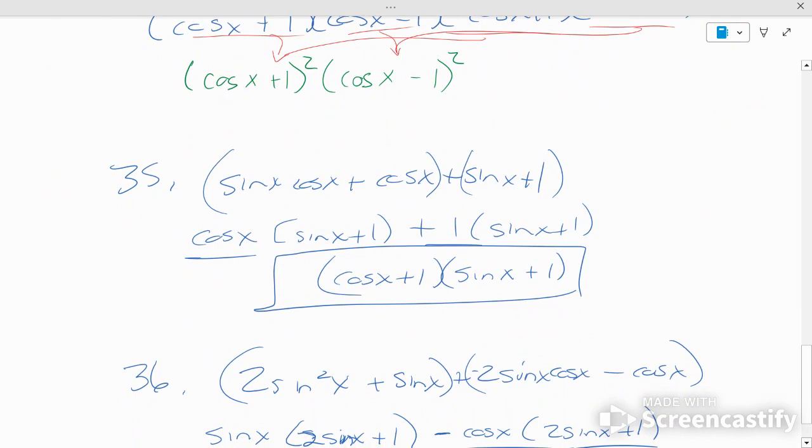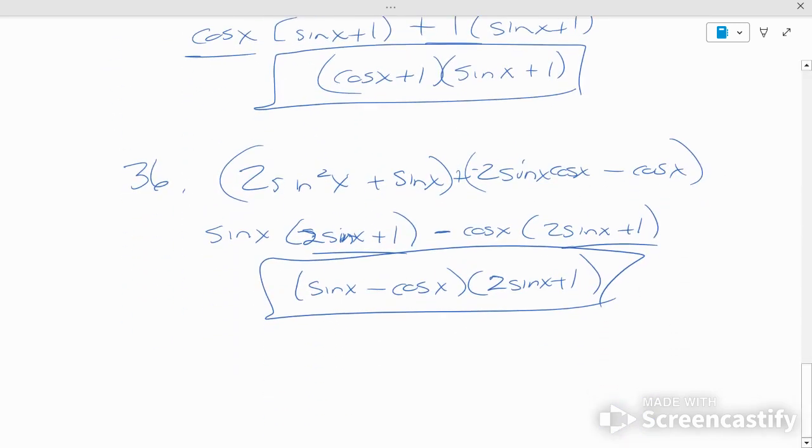Okay, on 35 and 36, we start out with 4 terms. So put the parentheses around the first 2, leave the plus sign here, put the parentheses around the last 2. Factor out a cosine of x out of the first 2 to get sine of x minus 1. Factor out a 1 out of this one to get sine of x plus 1. So the sine of x plus 1s go in their own set of parentheses. You do not square it. Do not square it. Okay? And then what is in front of each goes in its own set of parentheses. Okay?